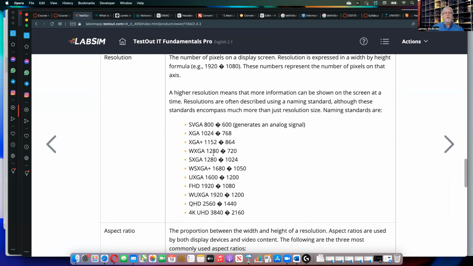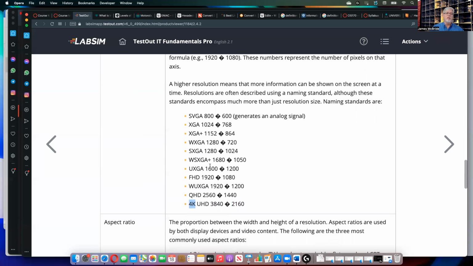Not a little square with a question mark in it. It should be an XXX. So if you're dealing with 4K, that's 3,840 times 2,160. And that deals with 4,000 pixels in the middle. That's what that's talking about.